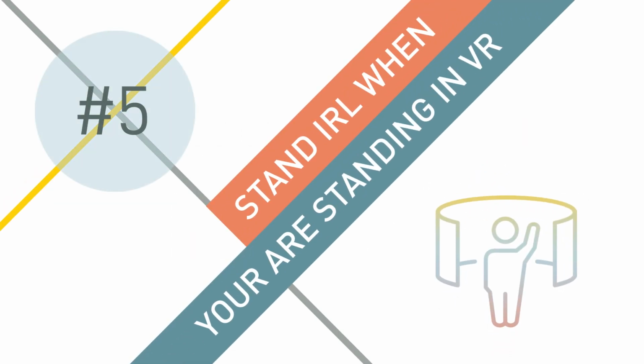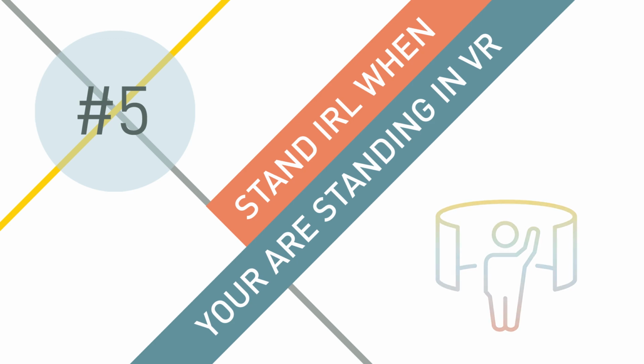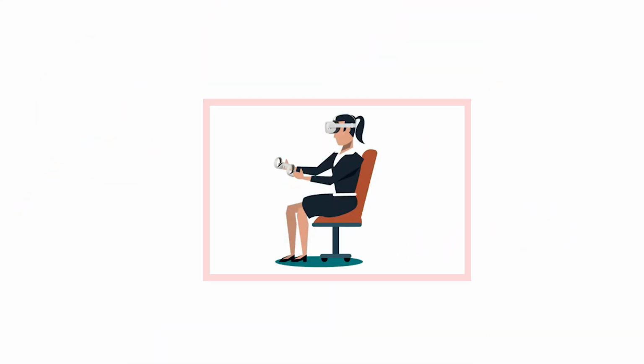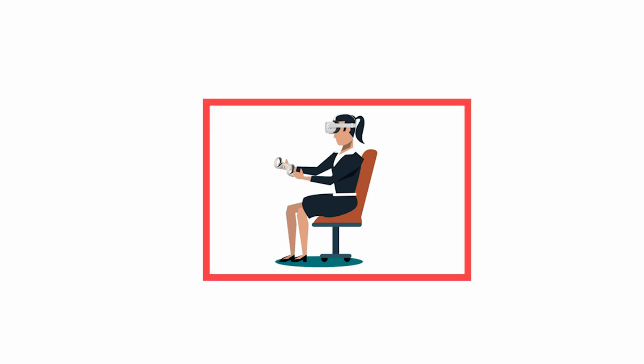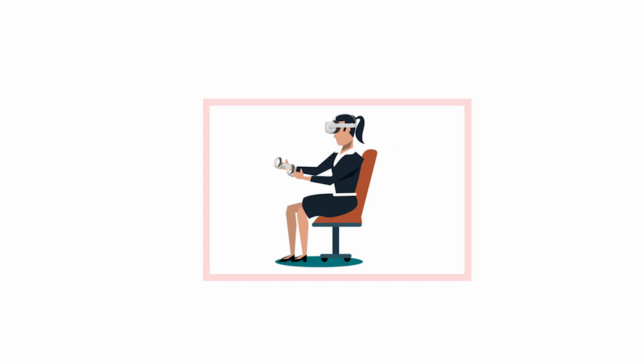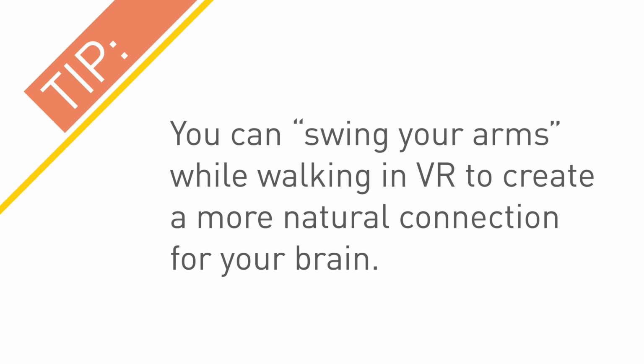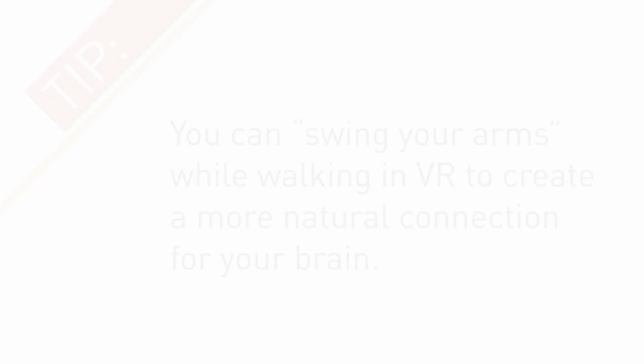5. Stand IRL when you are standing in VR. If you are seated in real life, but standing and walking around in VR, it can cause a disconnect in the brain. Standing in both environments creates alignment. When combined with the tip above of looking by turning your head, standing gives you 360 degrees of freedom to look around versus the more limited options of looking and turning with a controller. Tip: you can swing your arms while walking in VR to create a more natural connection for your brain.